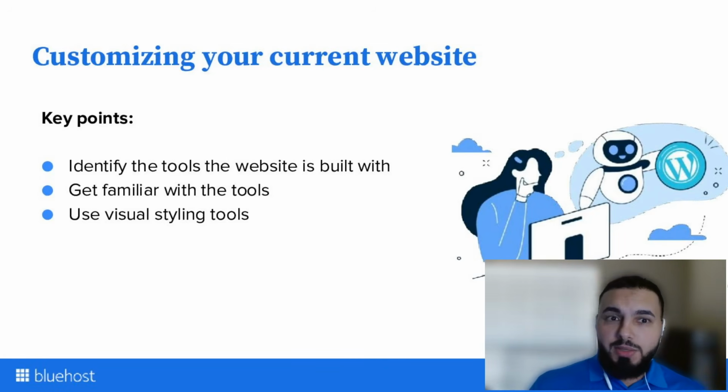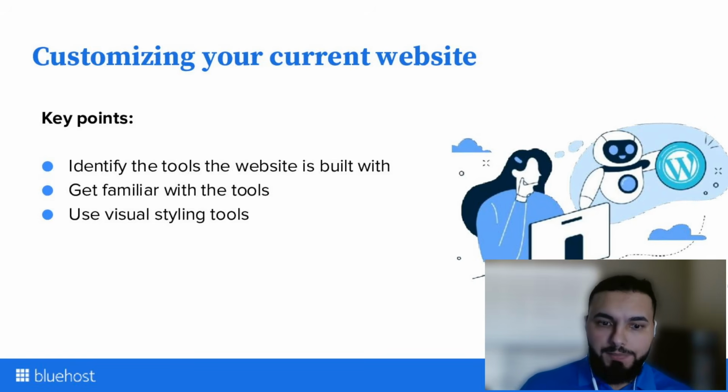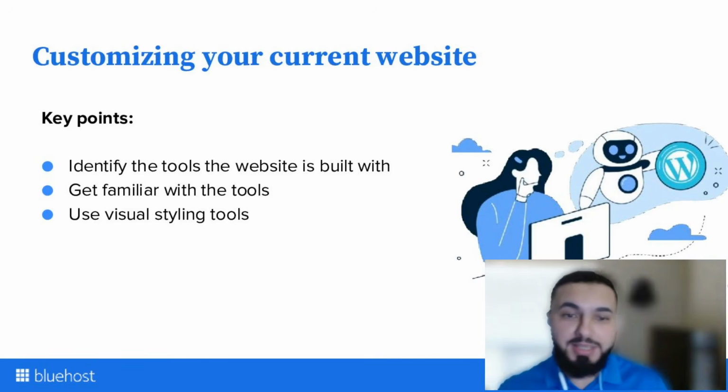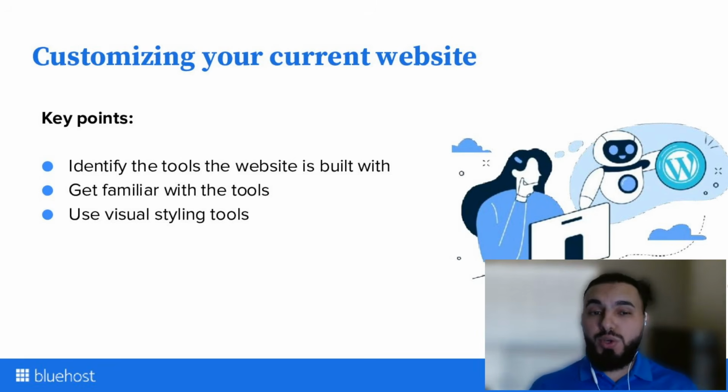So if you have an existing website and, like I said, you're trying to customize the content, layout, styles, fonts, colors, whatever the case is, first you need to identify the tools the website is built with. Now, when we talk about WordPress, the power of WordPress is that it can be built in many different ways. You can use many different tools together or separately to build or customize a website. But all these tools are different. They have different interfaces, different options, different limitations and capabilities. So first we need to identify the tools your website is built with.